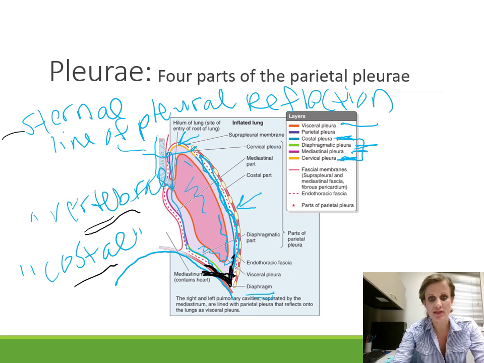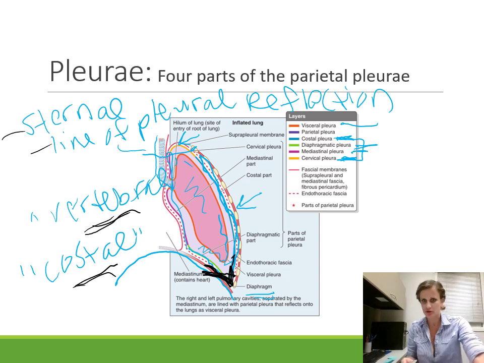Okay, so along the inferior ridge of the heart, or inferior lateral ridge, is the costal line. In the back medial region is the vertebral line, and in the front medial region is the sternal line of pleural reflection.